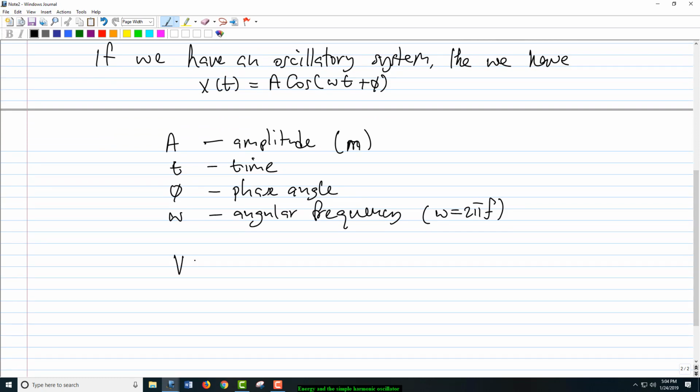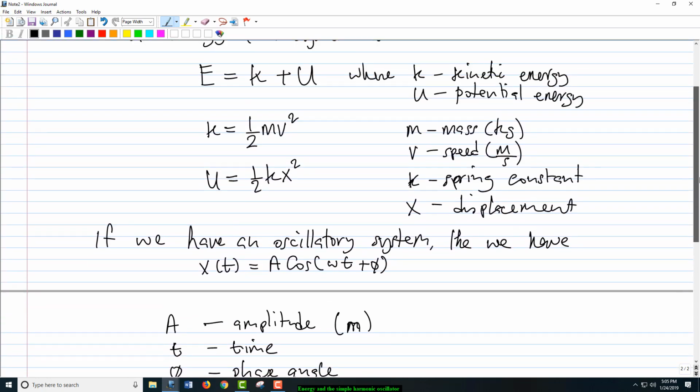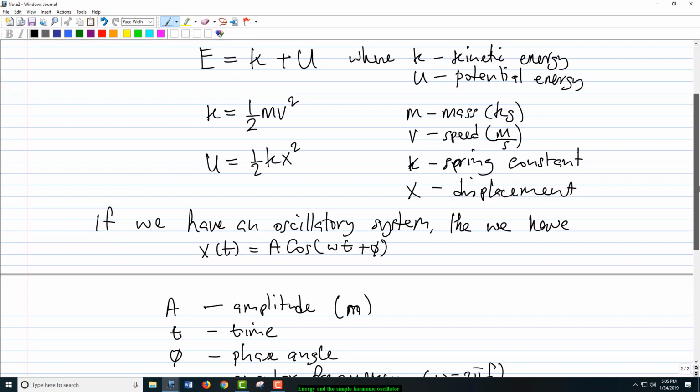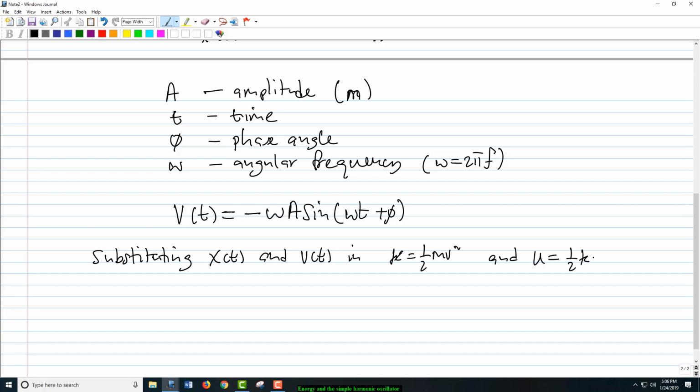So we now also know that v of t, the speed as a function of time, can be written as minus omega A sine omega t plus phi. So we can now substitute the value for v of t and x of t into our formulas for kinetic energy and potential energy. And so we will say that substituting x of t and v of t into K equals half mv squared, and U equals half kx squared.